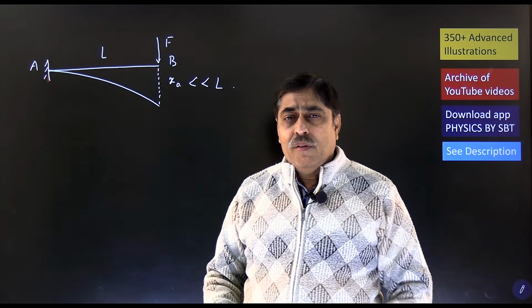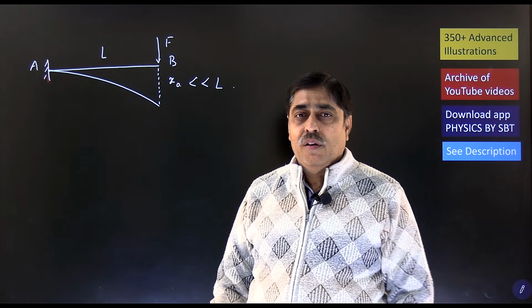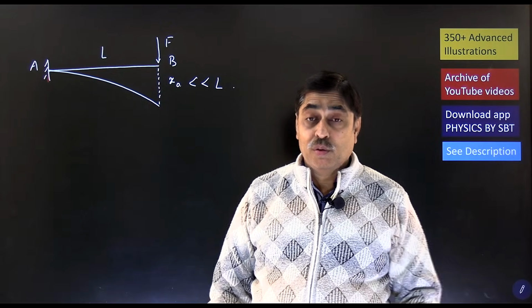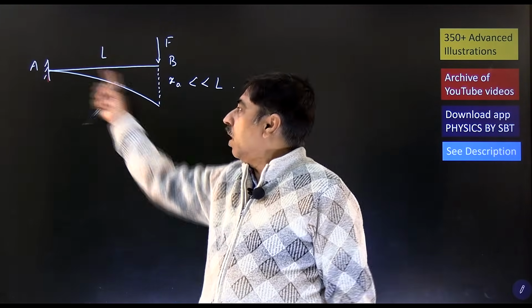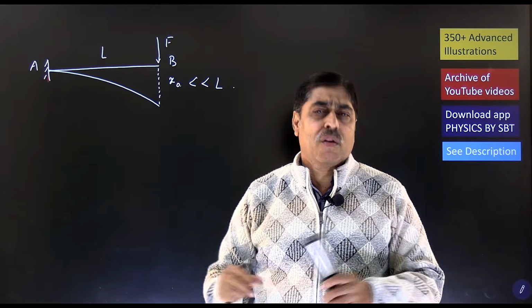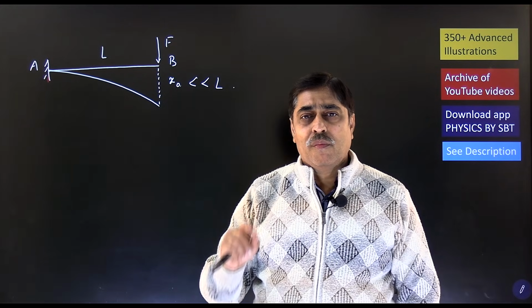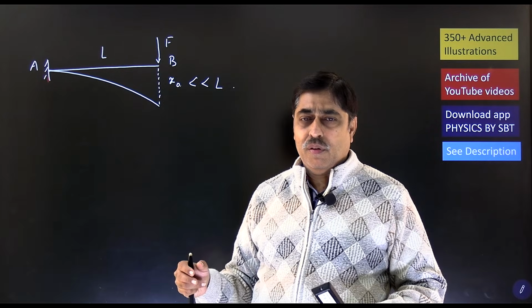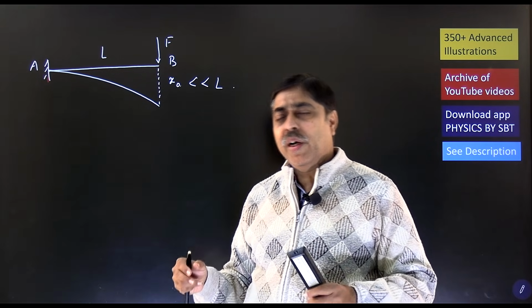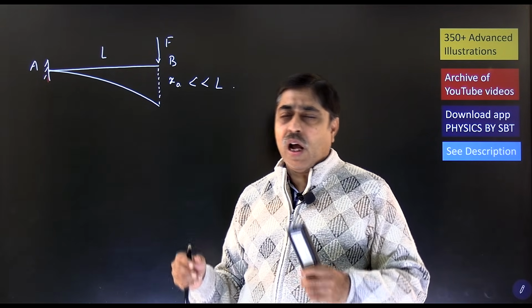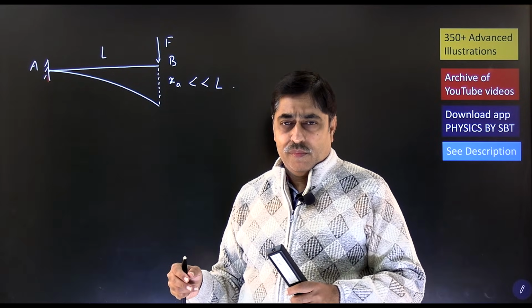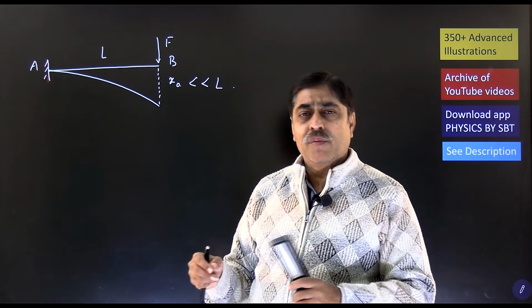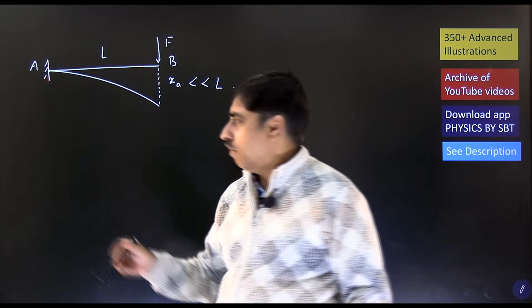In real life, for a real rod, which will have some mass also, this curve is not exactly an arc of a circle, but as a kind of estimation problem, the question says to approximate it as an arc of a circle. Let us assume that the radius of curvature of this arc is r.